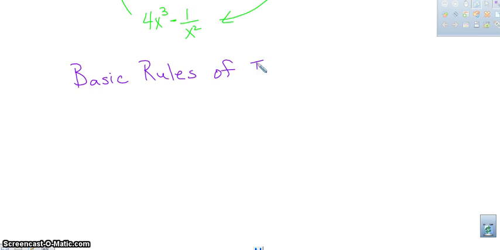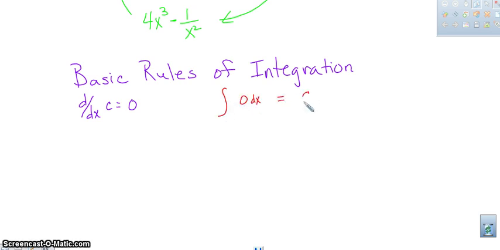So, basic rules of integration. I would write these down. We'll memorize them eventually, but for now you want them. I'm going to go back to derivatives for a second so you can see the difference. The derivative of a constant equals 0. Remember that? So if you integrate 0, that equals a constant.